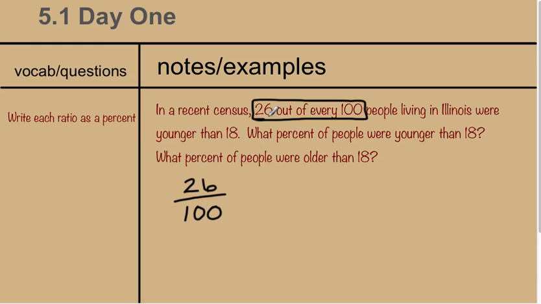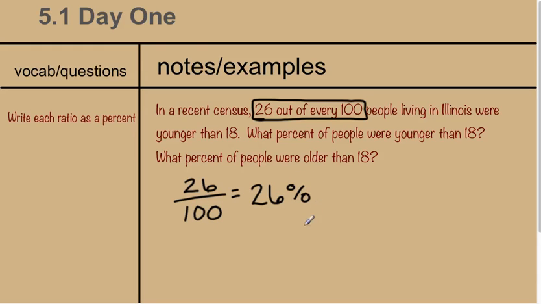In a recent census, 26 out of every 100 people living in Illinois were younger than 18. So 26 out of 100, since this is already over 100, how many parts per 100 is this? Well, it's 26. So this is pretty easy. It's 26%.